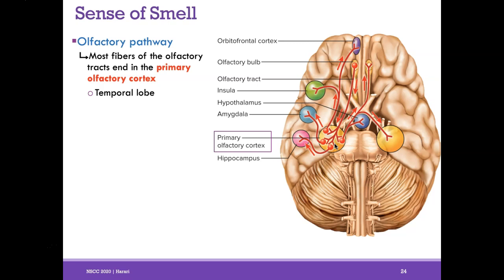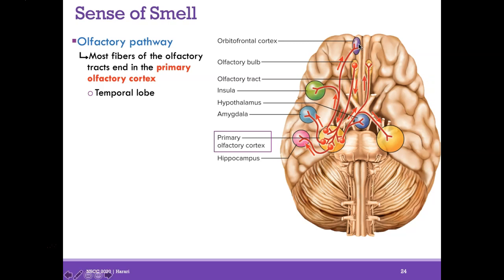From there, signals travel to several secondary destinations in the cerebrum and the brainstem. Two of these important destinations are the insula, which is that hidden lobe of the cerebral cortex, and also the orbitofrontal cortex. The orbitofrontal cortex is where we identify what the odor is, and it also helps receive input from our tongue, from taste. So the orbitofrontal cortex can combine taste and smell to give us an overall perception of flavor.